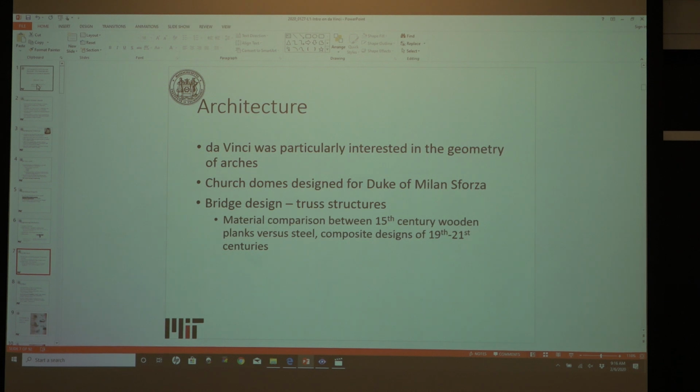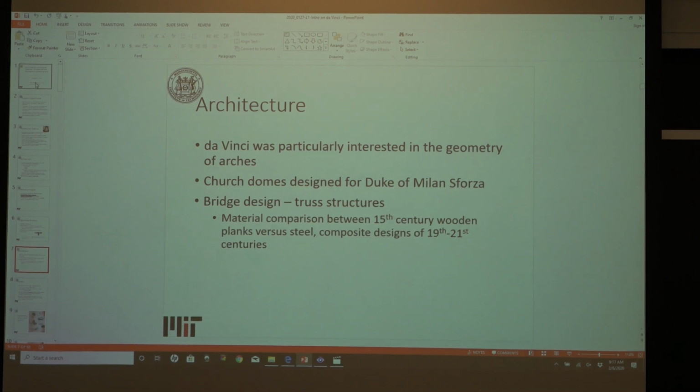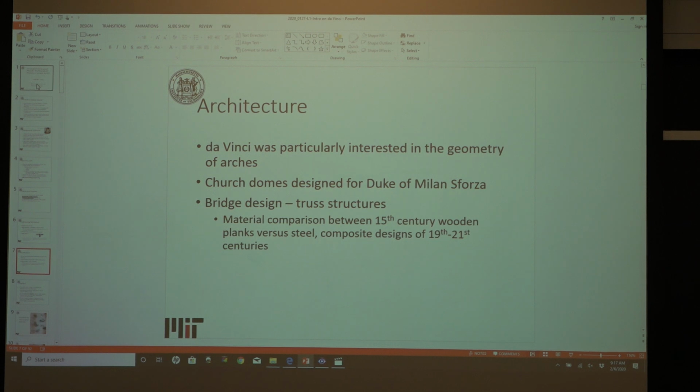In terms of architecture, at the time, there was Michelangelo doing the Sistine Chapel. He was particularly interested in the geometry of the arches and structurals of that sort. So he did a lot of engineering work with respect to architecture for the Duke of Milan. Also, he did bridge design. So in one of the later lectures, we're going to look at what his truss and bridge structures were versus, in the 1800s and Industrial Revolution, how some of the bridge designs in the US and other countries came about.